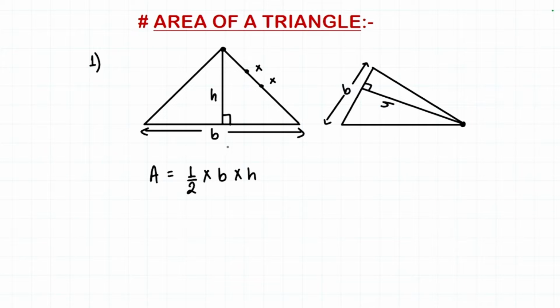It's not necessary that this side should be the base. It could be this side, or it could also be that side as well. If it's this side, then the height should start from here. If it's that side, then the height should start from here, and it should be 90 degrees. And in this way, we can find the area of a triangle by using the formula 1 by 2 base into height. Now let's look at an example.